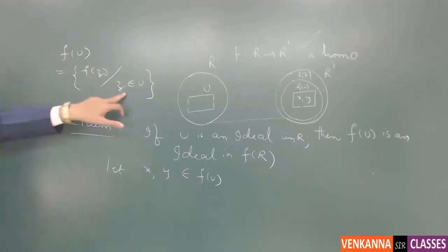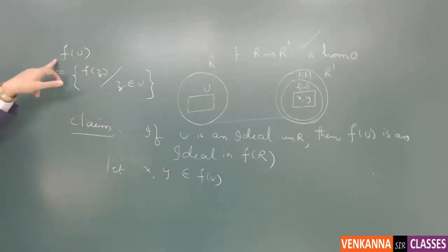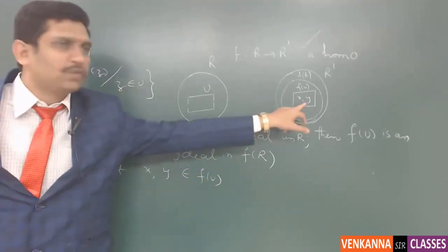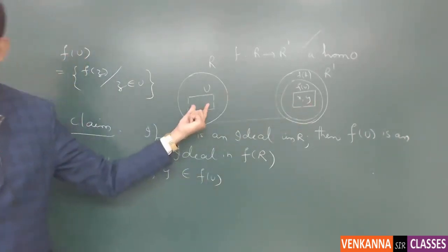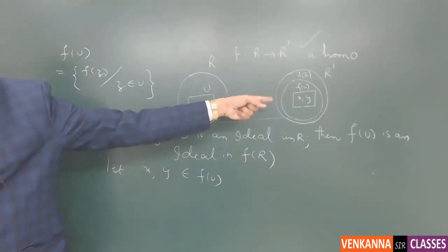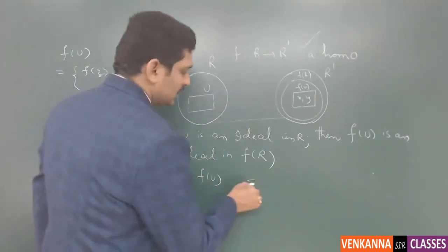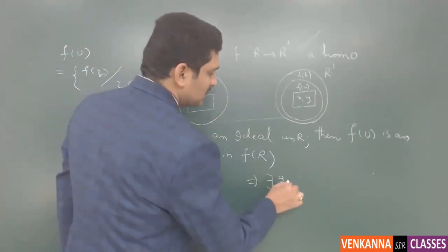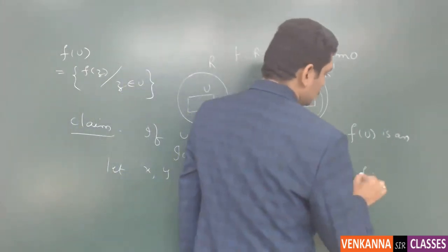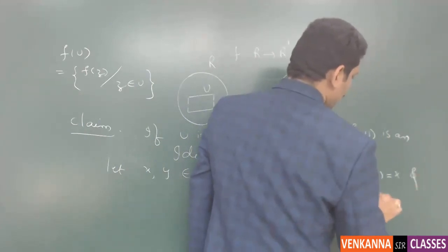So for every element in U, the corresponding f image will be in f of U. So this is the image of U. So whenever you take two elements here, the corresponding pre-images will exist in U because the elements you have taken belong to f of U. So immediately you can say that there exist elements A and B in U such that f of A equals X and f of B is equal to Y.